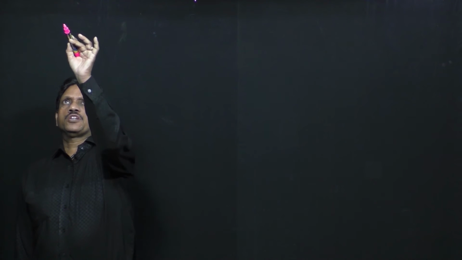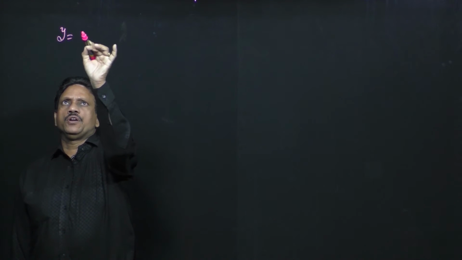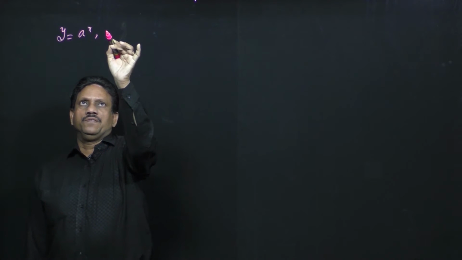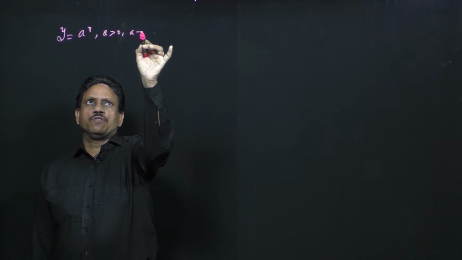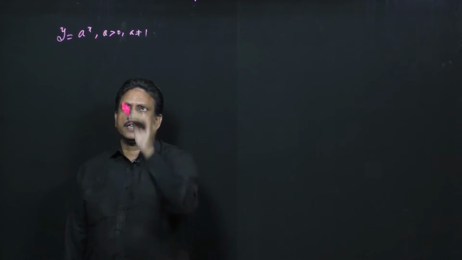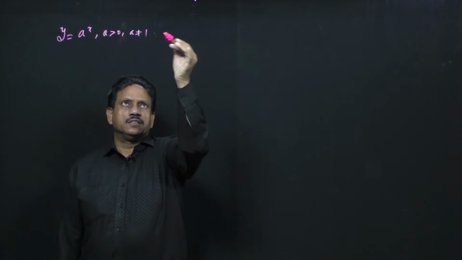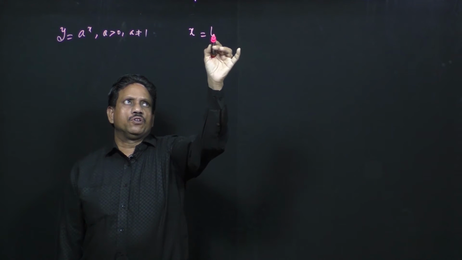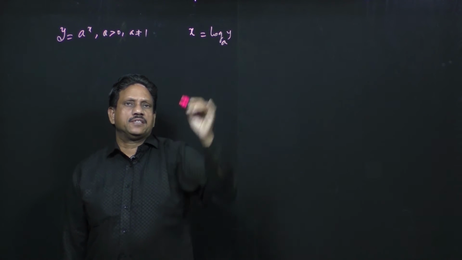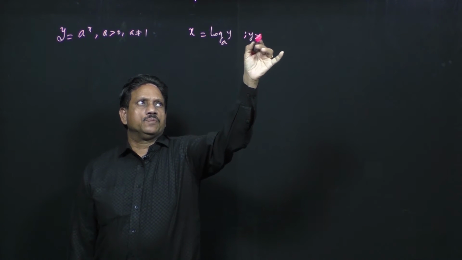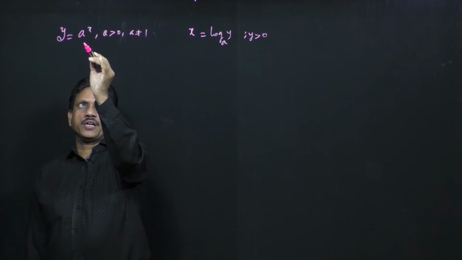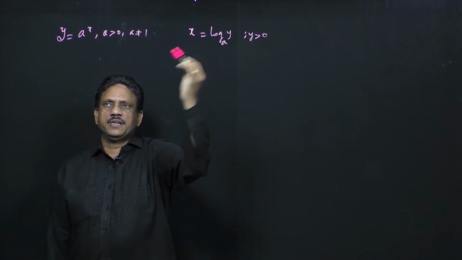Now we are going to discuss functions that are inverse to each other. Let us take an exponential function, y is equal to a power x, where a is positive and not equal to 1. For this exponential a power x, the inverse function is x equal to log y to the base a, where y is positive. So the inverse of a power x is log y to the base a.